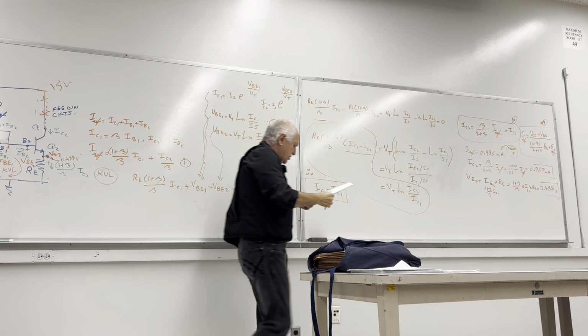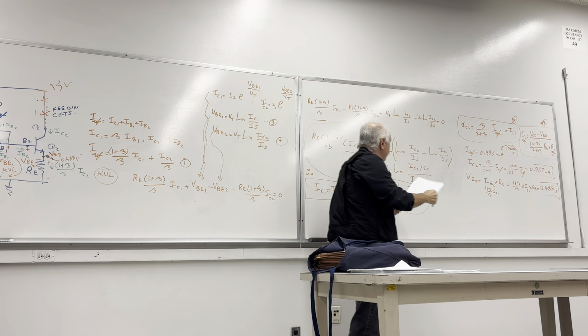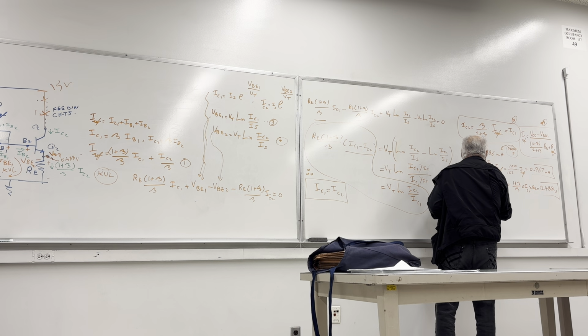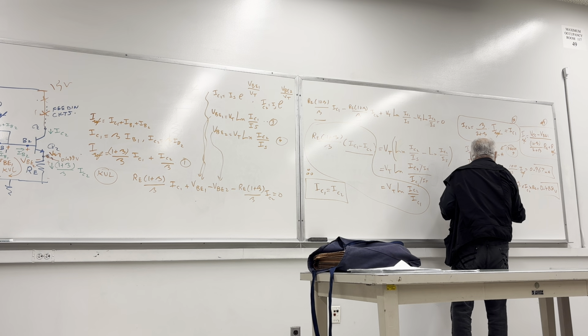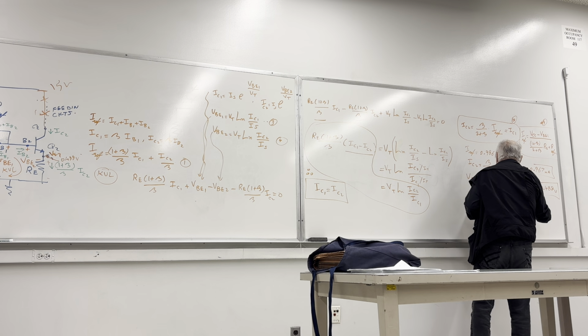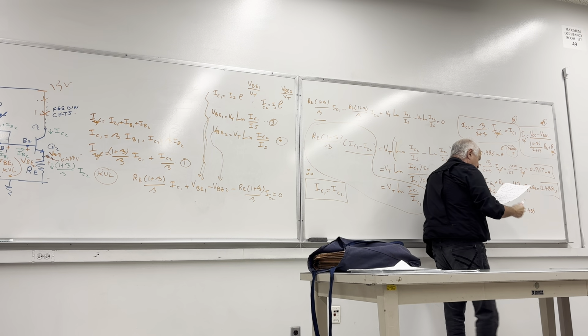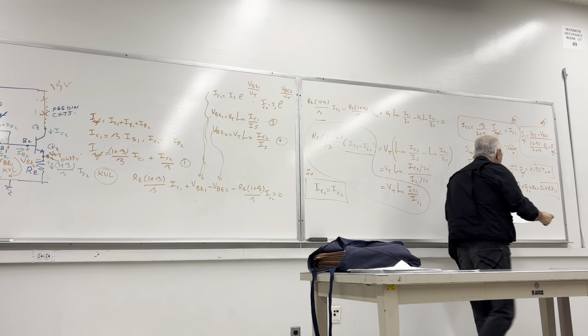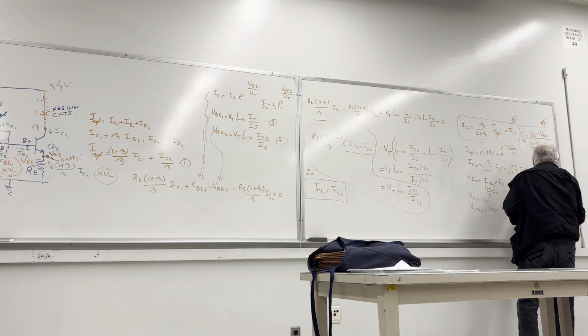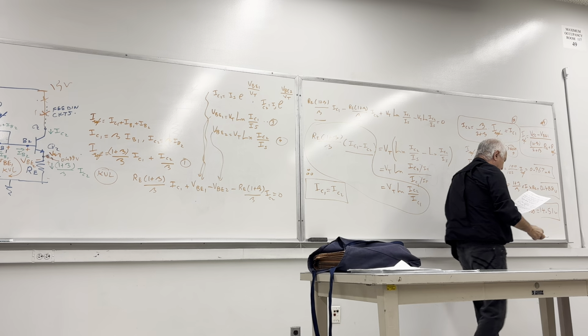So this allows us to calculate VC of the 2. Here, VC of the 2 is 15. Therefore, VCE of 2, transistor number 2, is VC of 2 minus VE of 2, which is 15 minus 0.488, and therefore VCE of 2 is 14.51 volt, almost like 15 volt.